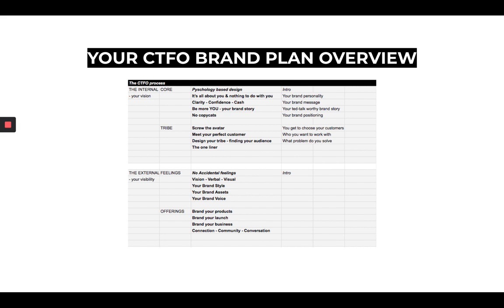Okay. Clarity, confidence, and cash. That's next up in our 4 stages within core. And this is where we really start to look into your brand message in a way that really brings you the clarity, confidence, and cash, because they're 3 of the most important elements when it comes to your brand. So be more you. Now this is where we're talking about your brand story.